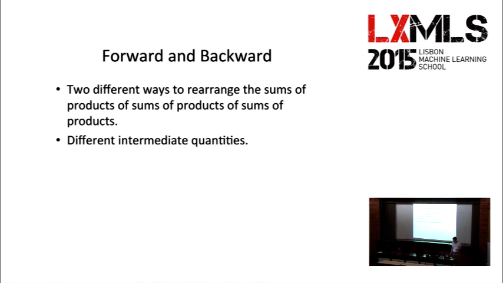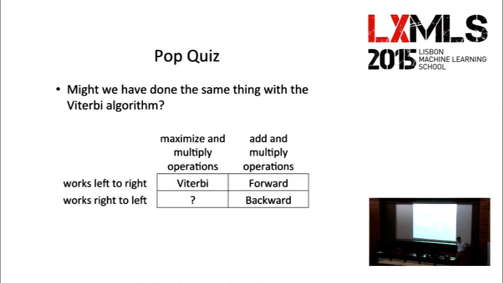OK, so here's a pop quiz question. Why did we do left to right for Viterbi? Could we have done it the other way? Could we have given a Viterbi algorithm where we start at the end of the sequence and do a pre-computation backwards, and then have back pointers that are actually forward pointers and trace them to recover the sequence? Could we have done that, or is that crazy?